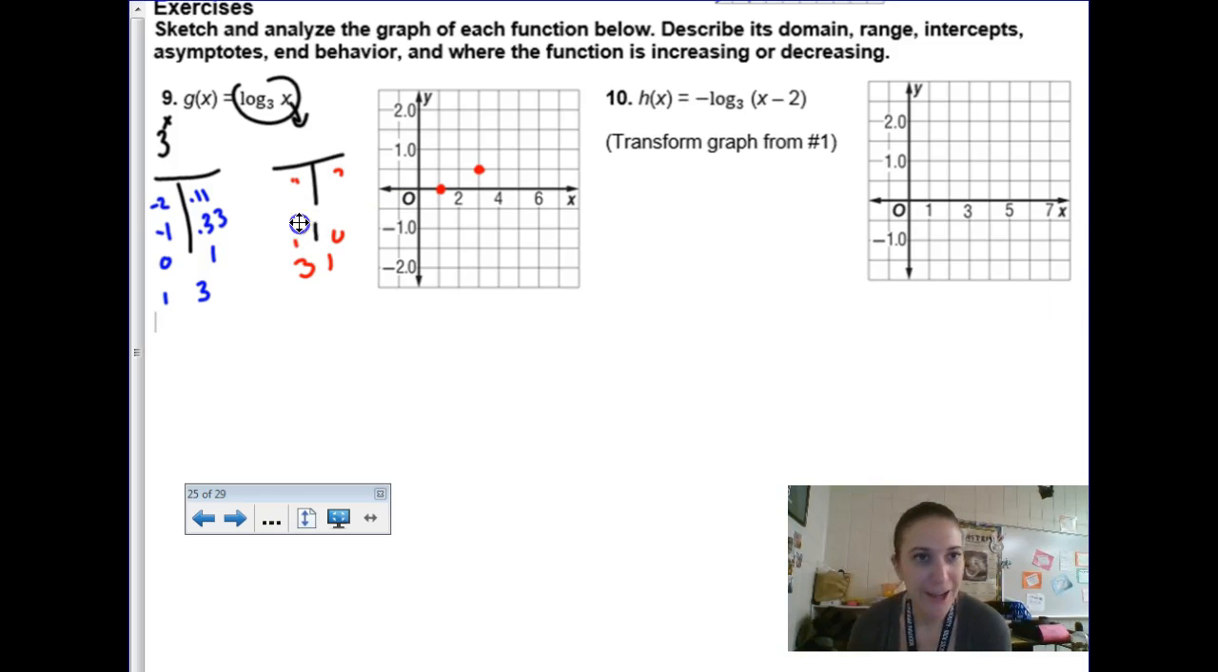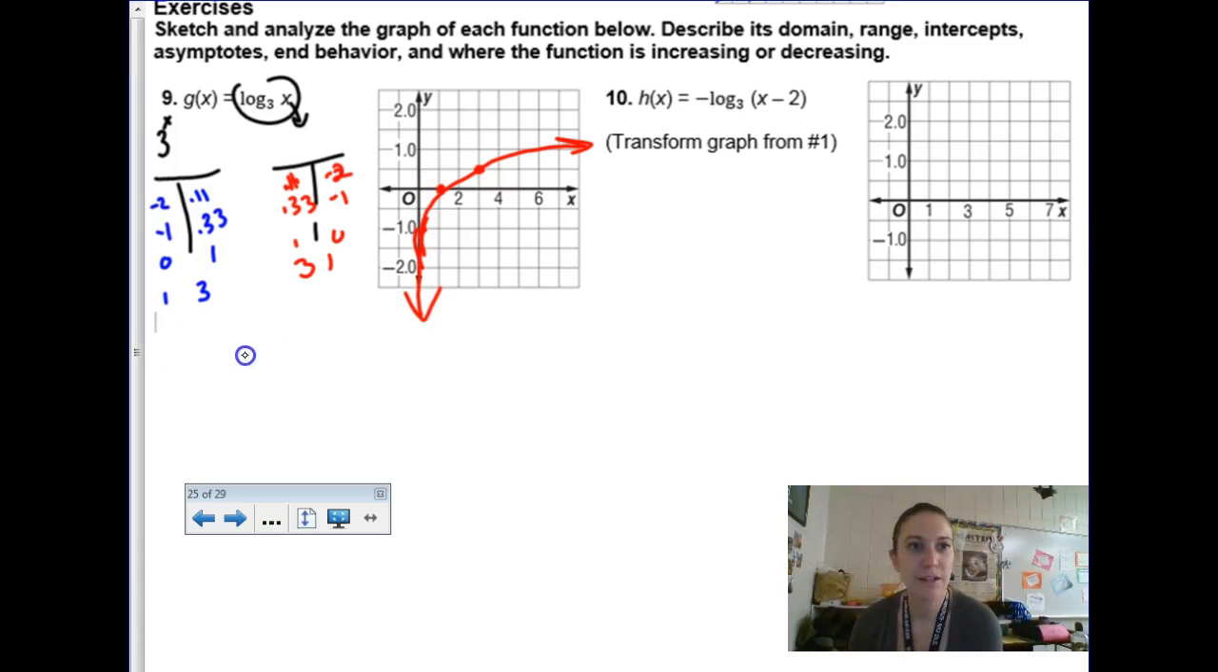Alright, so this is 0.33, negative 1. I was like, that's not working. 0.11, negative 2. There we go. So basically you end up with something that looks like this, and then it comes down along the vertical asymptote this time. And they want us to identify some stuff.